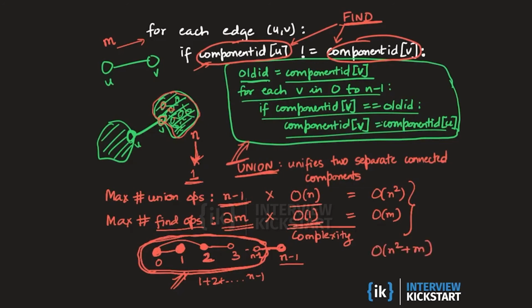And since m is always less than or equal to n times n-1 by 2, in other words, even if the graph is dense, this is going to be order n square, and if the graph is sparse, then m is order n, which still makes this order n square. So the total cost is now given by order n square, which if you compare to the previous solution we have, is not really an improvement.